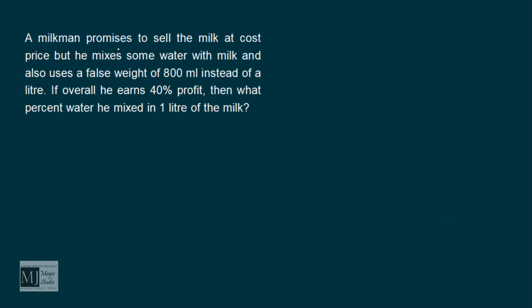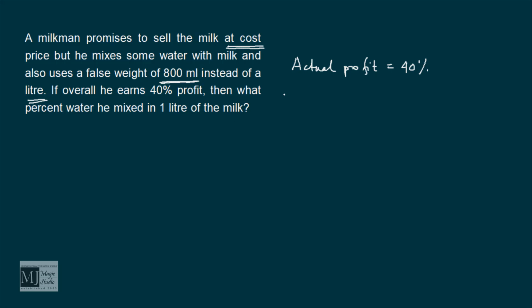A milkman promises to sell the milk at cost. Wow. Professing to be selling at cost price. But he mixes some water with milk and also uses a false weight of 800 ml instead of a liter. If overall he earns 40% profit, his actual profit is 40%.